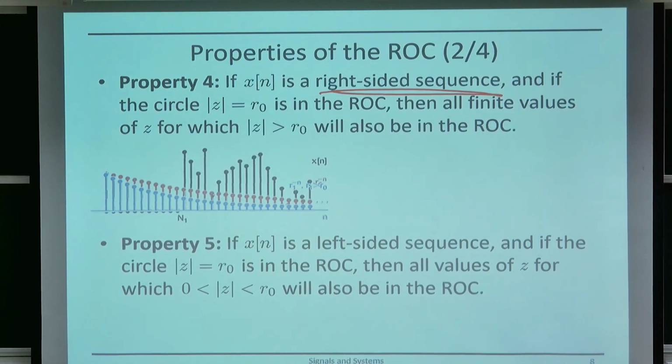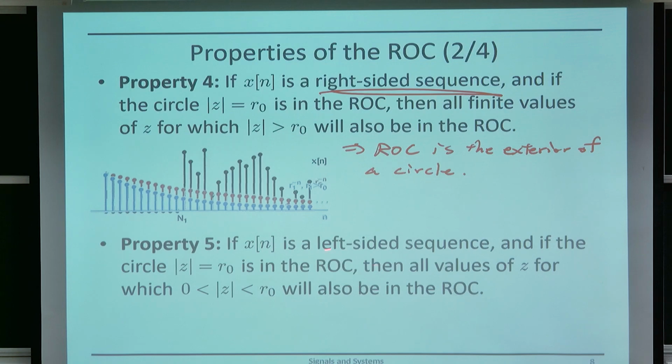So this means that if the circle |z| = r0 is in the ROC, then all finite values of z for which the absolute value of z is greater than r0 will also be in the ROC, and that corresponds to the exterior of the circle beyond r0. So in this case, the ROC is the exterior of a circle.